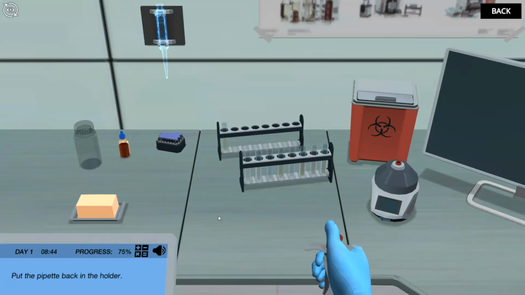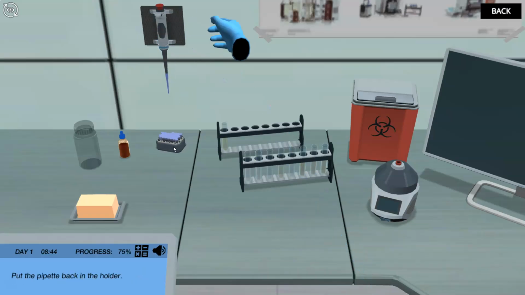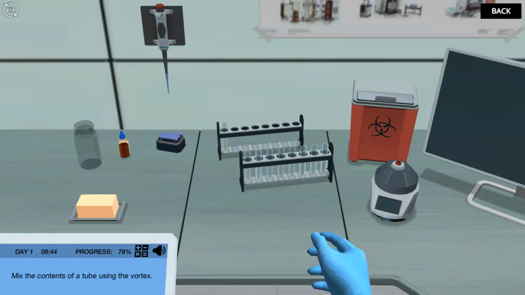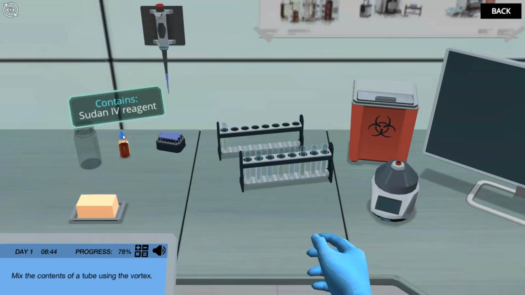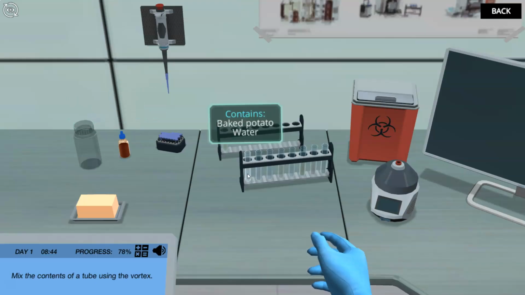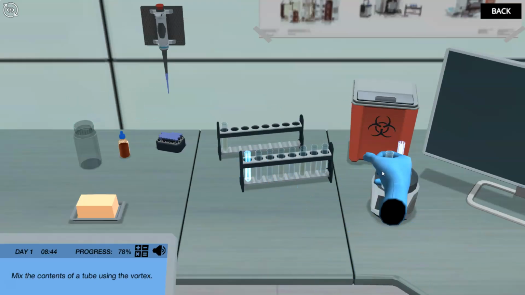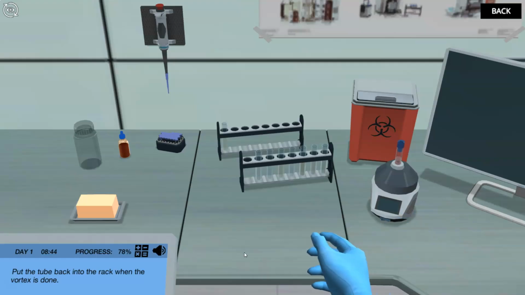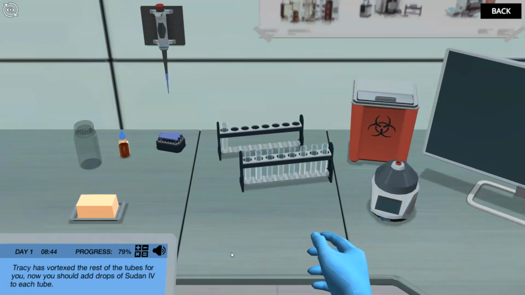Put the pipette back in the holder. Mix the contents of a tube using the vortex. Put the tube back into the rack when the vortex is done. Tracy has vortexed the rest of the tubes for you. Now you should add drops of Sudan 4 to each tube.